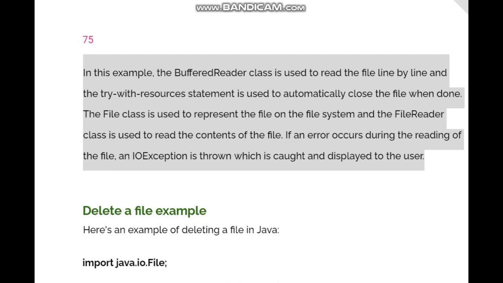The BufferedReader is used to read the file line by line, and the try-with-resources statement is used to automatically close the file when done. The File class is used to represent the file on the file system, and the FileReader class is used to read the contents of the file. If an error occurs during the reading of the file, an IOException is thrown, which is caught and displayed to the user.